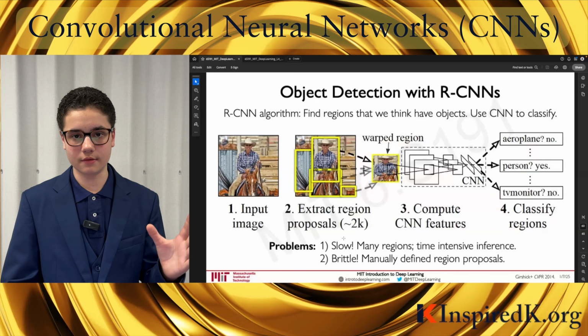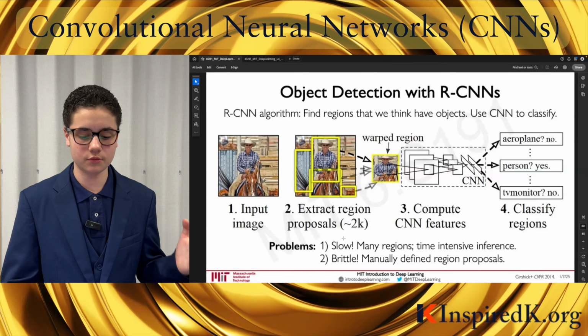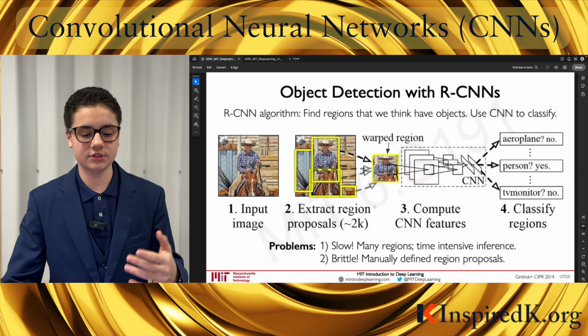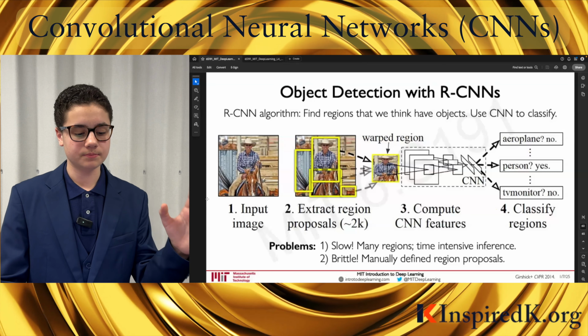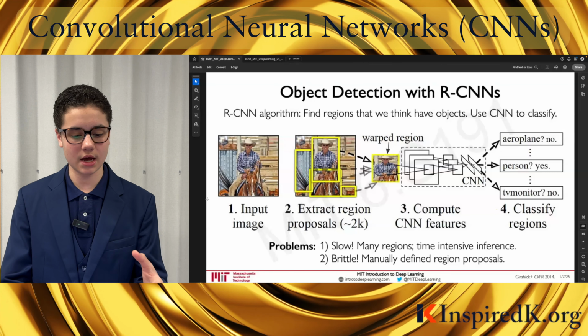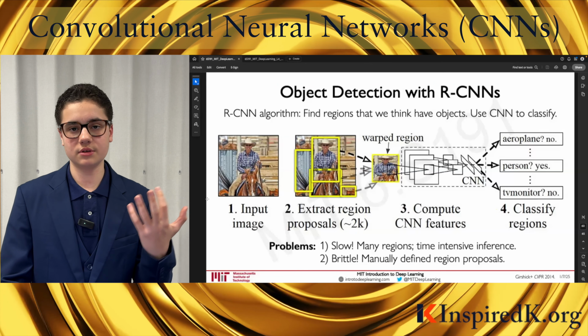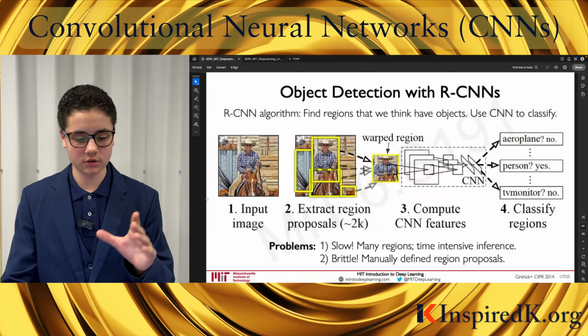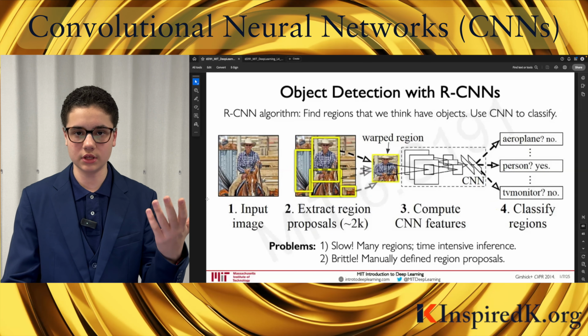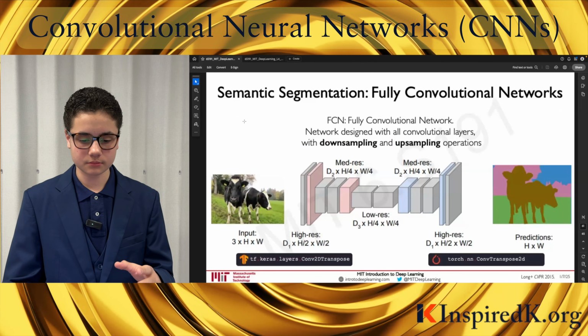This allows us to have fewer boxes than we had before, but this is still slow, as there are still many different regions, usually about 2,000. And these region proposals, where there may be something, are often manually defined and can be extremely brittle in practice, where sometimes new images can break all of the regions that you may have.